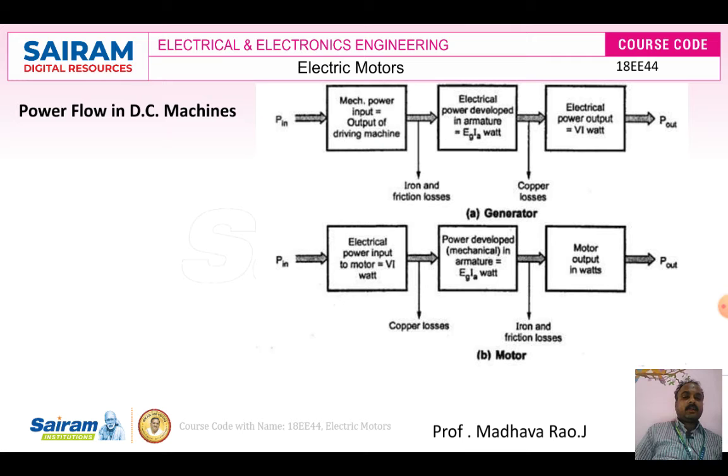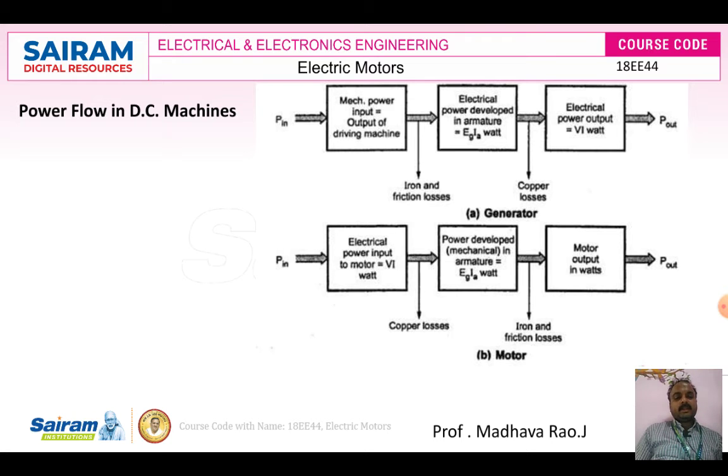That will be developed in the generator. The generator will have armature winding and field winding. Due to the ohmic resistance of the armature winding and field winding, copper losses will be produced. After subtracting the copper losses from the electrical power developed, you will get the electrical power output from the generator. That is the actual output of the generator, equal to VI watts. Okay, that is the output.